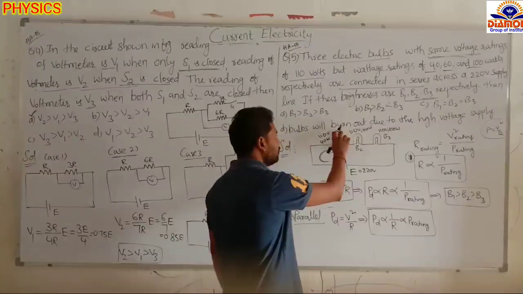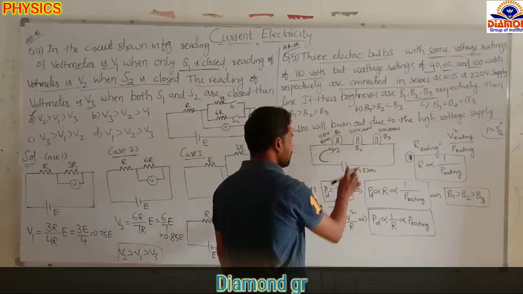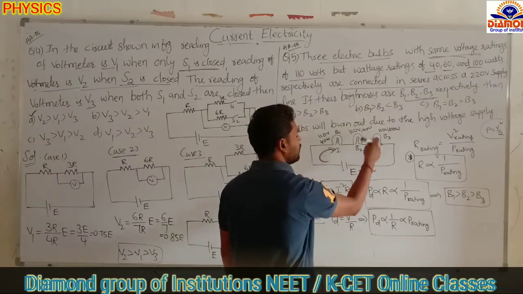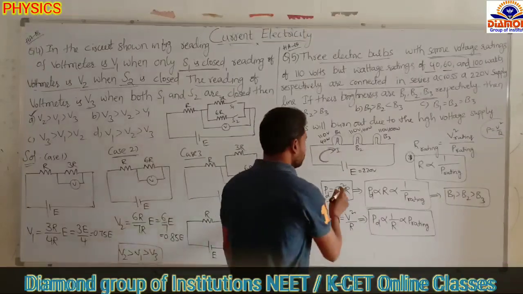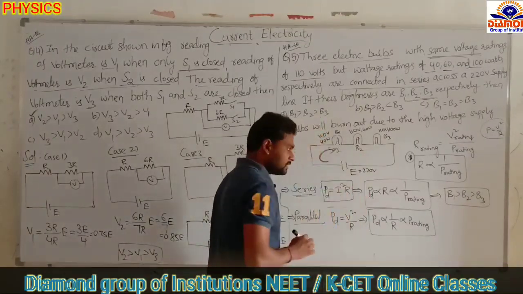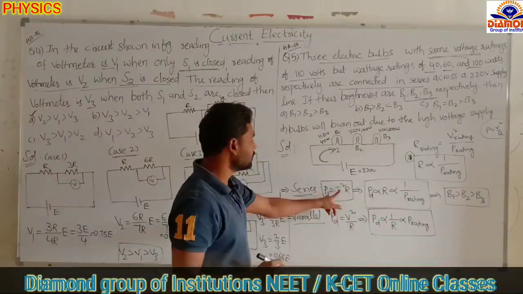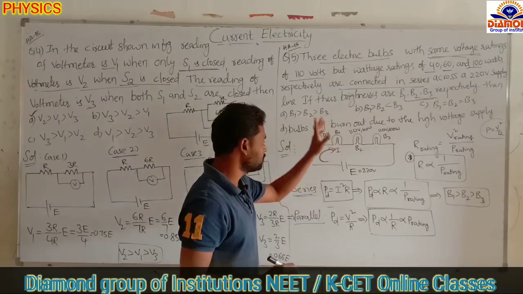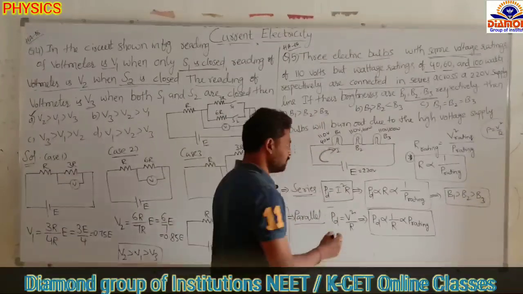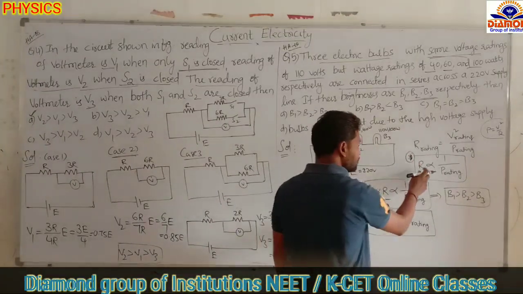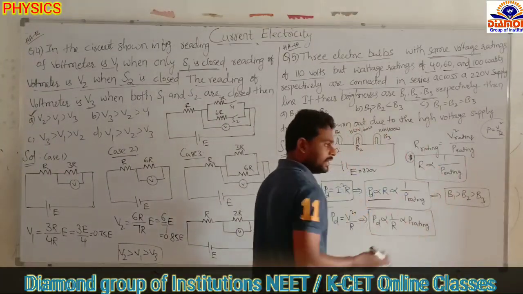Suppose for this bulb you want the power dissipation. I is common, so I square into R1. For this one I square into R2, for this one I square into R3, like this. Now here the same current is flowing; in series, the current through the three bulbs is the same. So I is a constant, and power dissipation is directly proportional to the resistance. From this we get that resistance is directly proportional to the power dissipation.